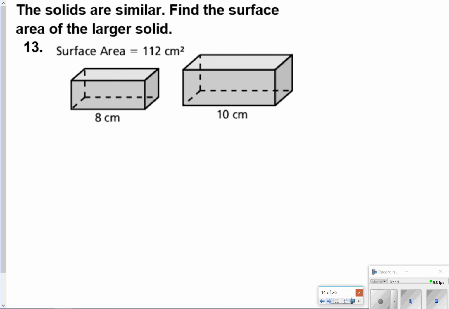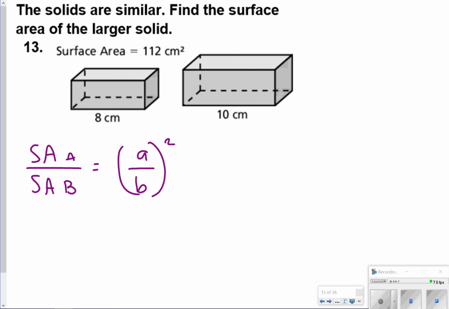Alright? Here's number 13. This is what we learned in lesson 15.4. Remember, the surface area of A over the surface area of B is equal to A side over B side squared. So that's what we're going to do here. Okay? I'm going to say that this is A, and this one is B. So surface area of A is given to us, that's 112. We do not know the surface area of B. Side A is given to us, that's 8, and side B is given to us, and that's 10.